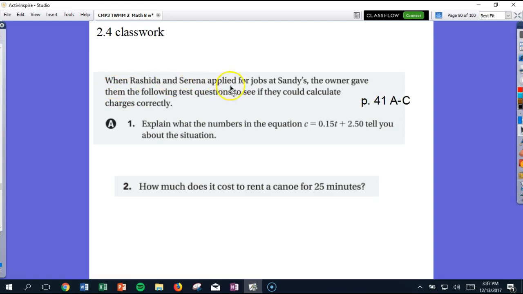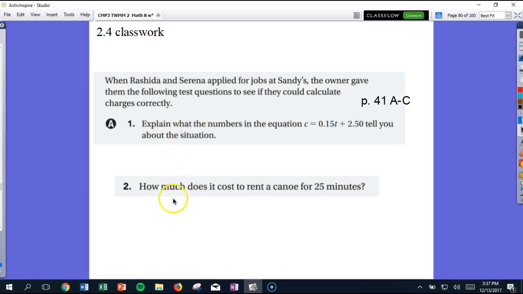When Rashida and Serena applied for jobs at Sandy's, the owner gave them the following test questions to see if they could calculate charges correctly. Hey, look, math in the real world. A1 says explain what the numbers in the equation C equals 0.15T plus 2.50 tell you about the situation. So explain to me what the numbers mean. What does 0.15 mean in this situation? And what does 2.50 mean in this particular situation?